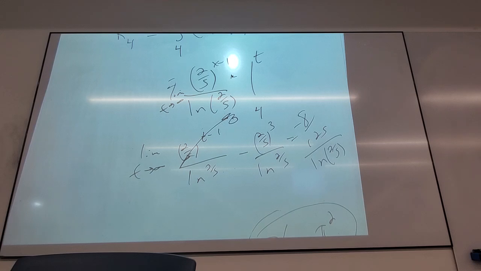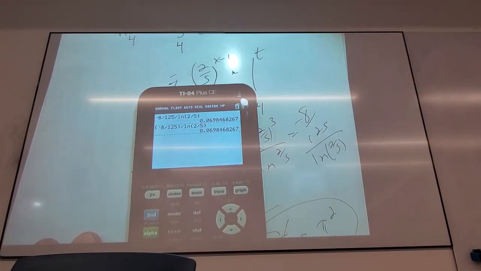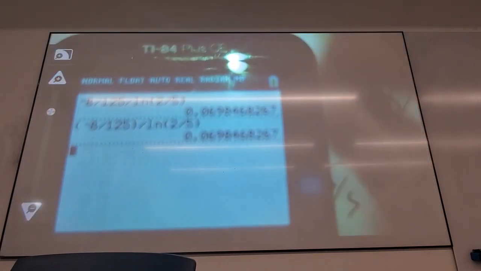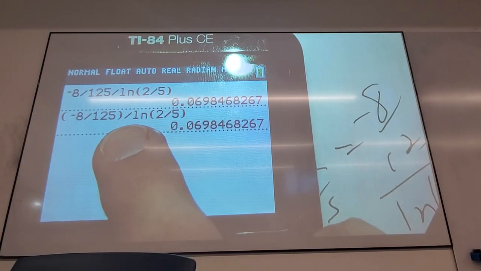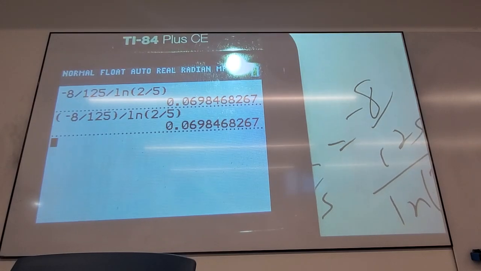Oh wait, why did I? No, I don't know. Sorry. No, that's not it. Anybody else trying it? 0.0698468267. Keep going. No, I'm joking. I was just making sure that I was putting it in right. So negative 8/125 divided by natural log of 2/5, I get 0.0698, and so on.